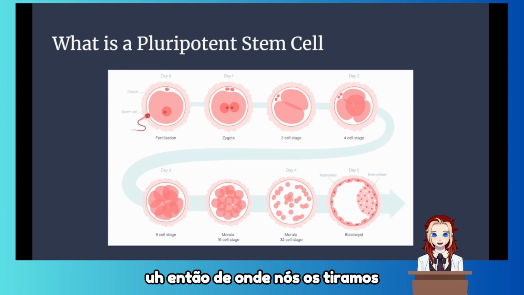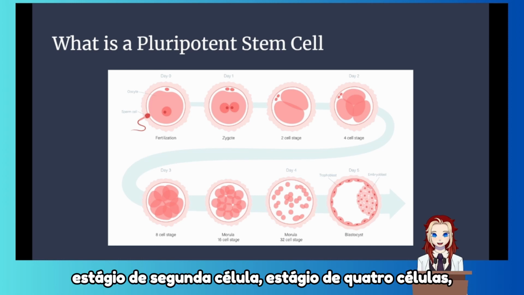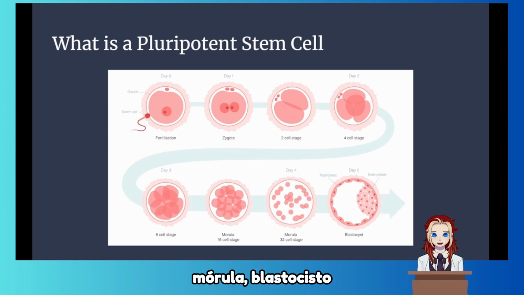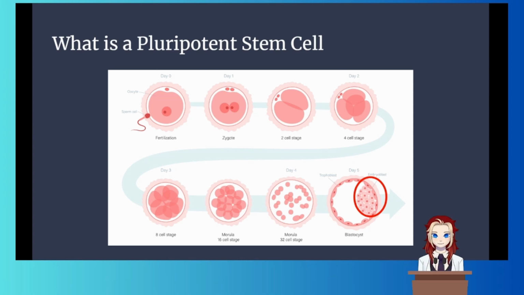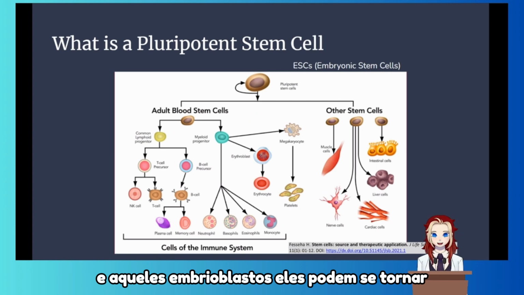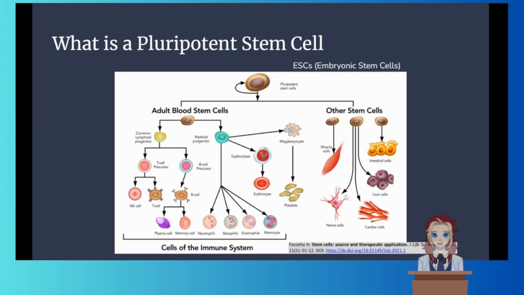So where do we take those pluripotent stem cells? We take them from embryos. So we need to have a sperm cell and an egg cell. We have to do the fertilization. It has to go to zygote, second cell stage, fourth cell stage, morula, blastocyst, and then the actual stem cells come from the inner cell mass, which we call embryoblast. And those embryoblasts can become any cell in the body, any human cell they can differentiate into.